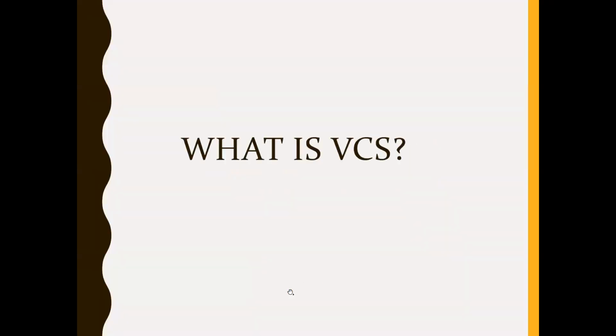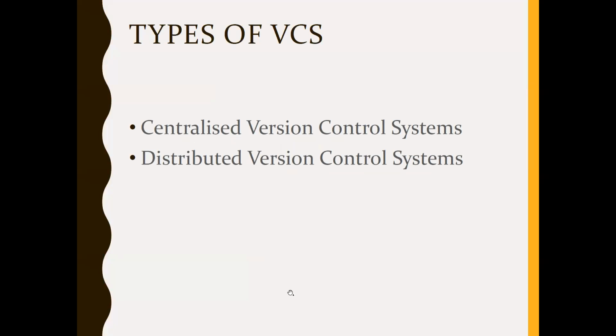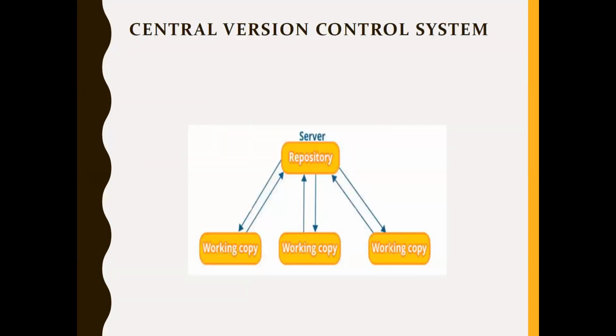So now we understood what a version control system is. Version control systems are categorized based on their types, like centralized version control system and distributed version control system, based on their architecture. So let's first go with the centralized version control system. If you look into the centralized version control system, this is the central server or the repository or the remote repository, right?